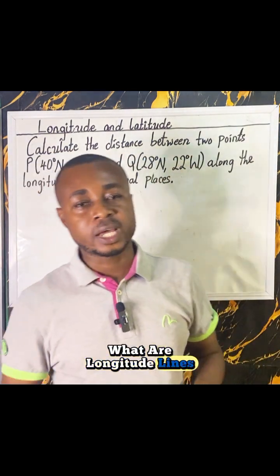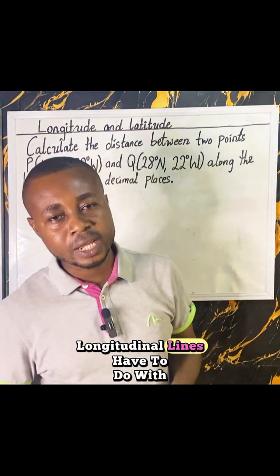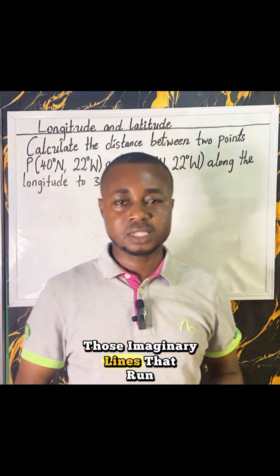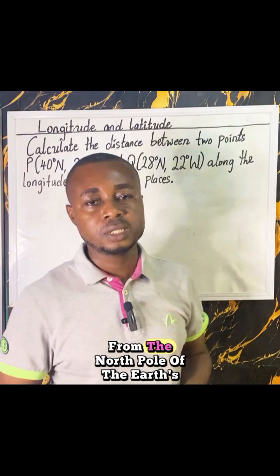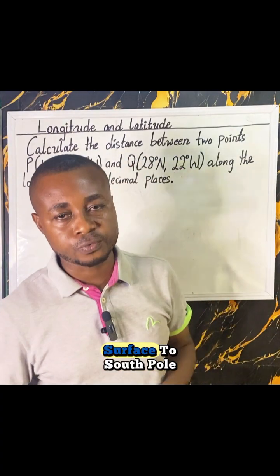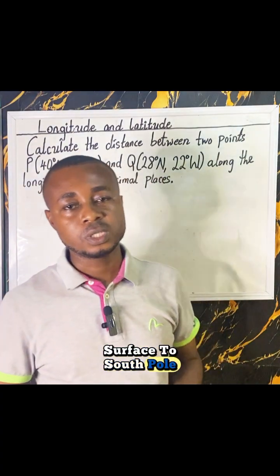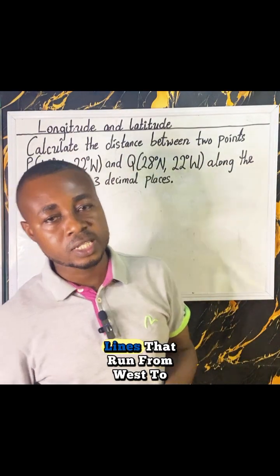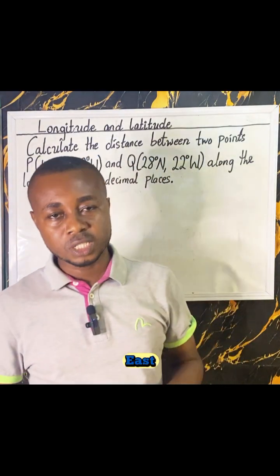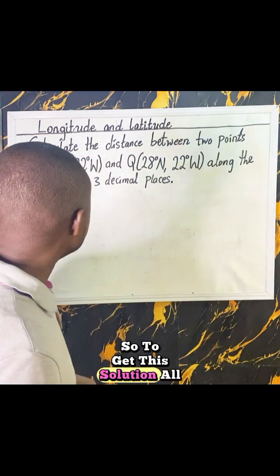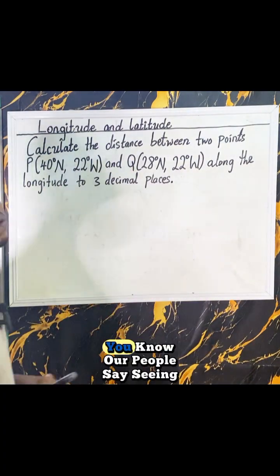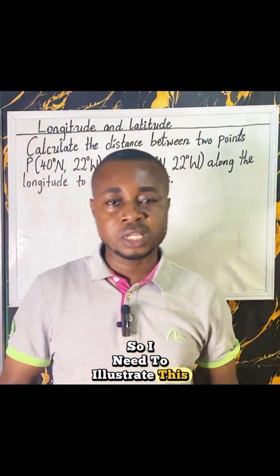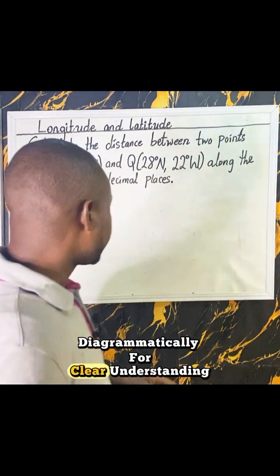What are longitude lines? Longitudinal lines are those imaginary lines that run from the north pole of the earth's surface to the south pole. What about latitude? Of course, there are also imaginary lines that run from west to east. So to get this solution, all I need to do is, as people say, seeing is believing. So I need to illustrate this diagrammatically for clear understanding.